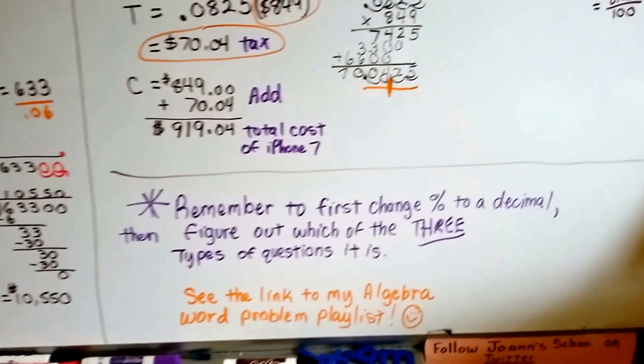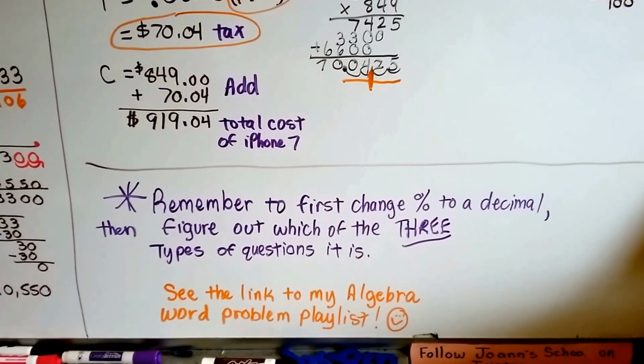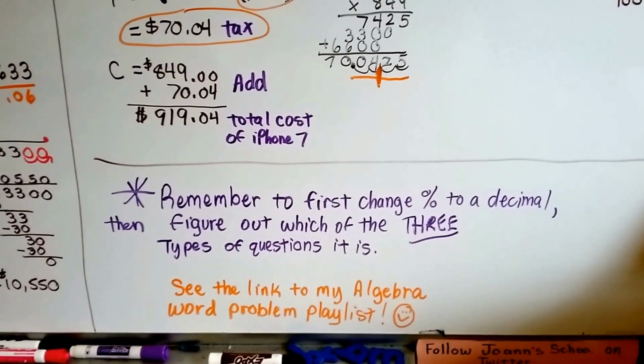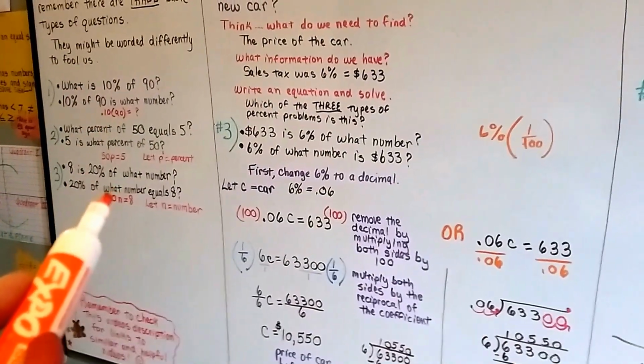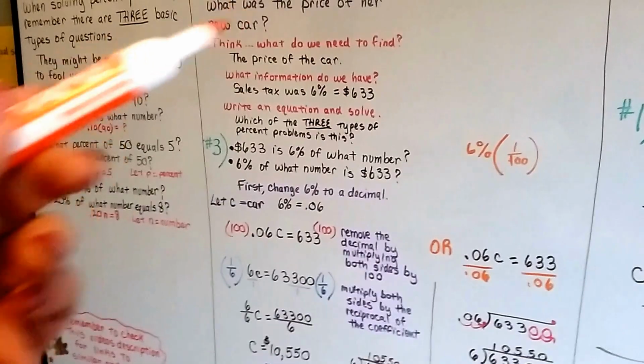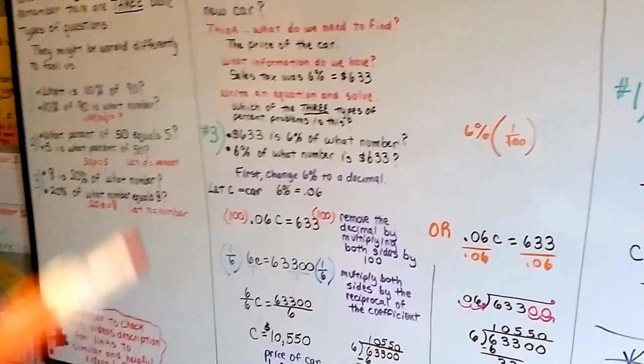All right. So remember, to first change the percentage to a decimal, you multiply it by 1 over 100, 1/100th. And then you figure out which of the 3 types of questions it is. Is it number 1? Is it number 2? Is it number 3? And when you figure that out, comparing the wording to it, you plug in your numbers into this template and it'll tell you how to solve it, okay?